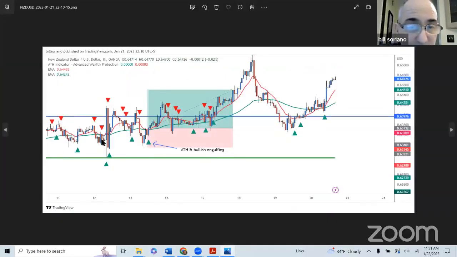NZDCAD, same thing. We have price trending up. The 13 comes down, doesn't cross back below here. We get another ATH and bullish engulfing on the same candle. Those are the best trades, guys. If you only want to take the highest quality trade, you're going to wait for an ATH to come out and it's on one of the candles in the candlestick pattern.